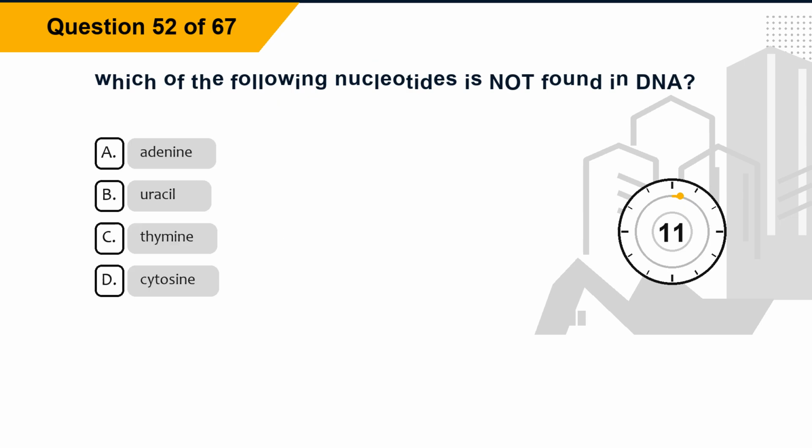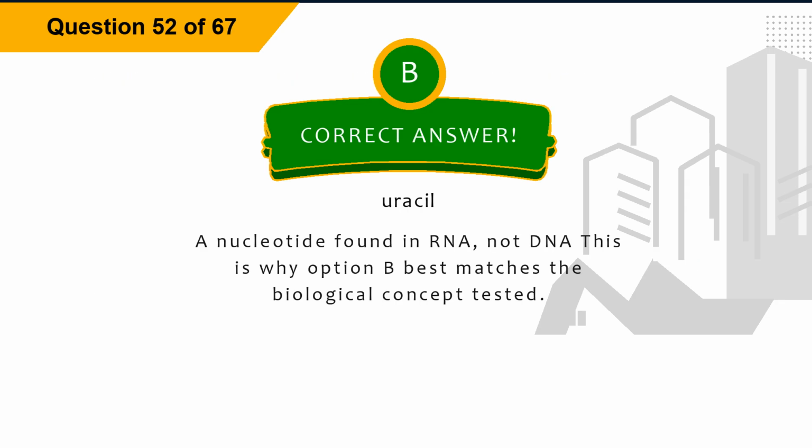Question 52. Which of the following nucleotides is not found in DNA? Option A, adenine. Option B, uracil. Option C, thymine. Option D, cytosine. The correct answer is option B, uracil. Explanation: a nucleotide found in RNA, not DNA. This is why option B best matches the biological concept tested.